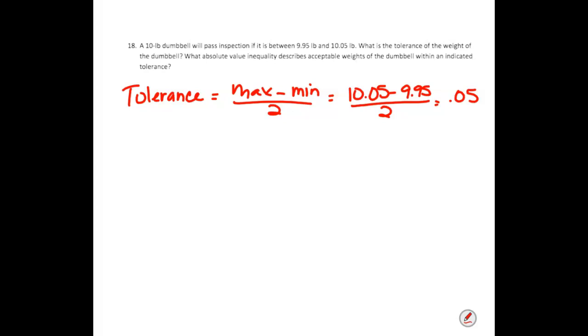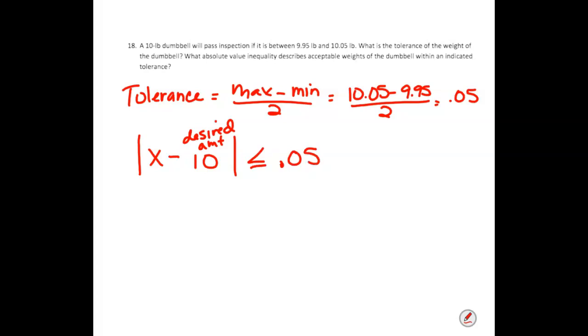Our absolute value inequality is always our variable minus the desired amount. And in this case, we wanted that dumbbell to be 10 pounds. So we'd have x minus 10 in absolute value. And we are saying we can be within a tolerance of 5/100ths.